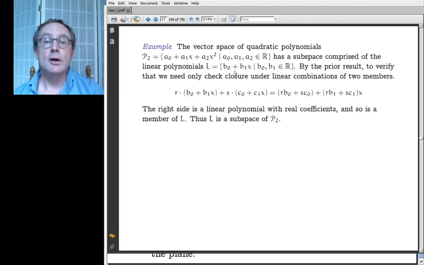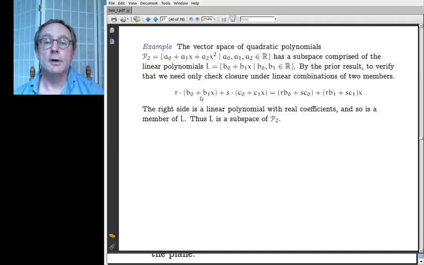I'm claiming that linear polynomials, capital L, form a subspace of the quadratic polynomials. To verify that, the previous lemma makes it very easy. You don't need to check all 10 rules. You only need to check closure under linear combinations. So I did. I wrote down r times the first plus s times the second.